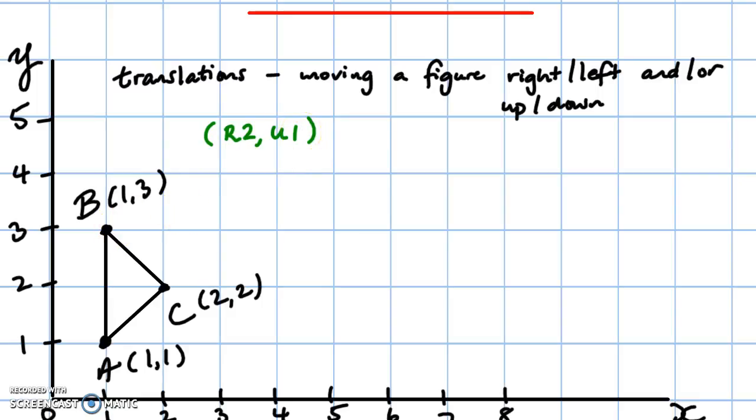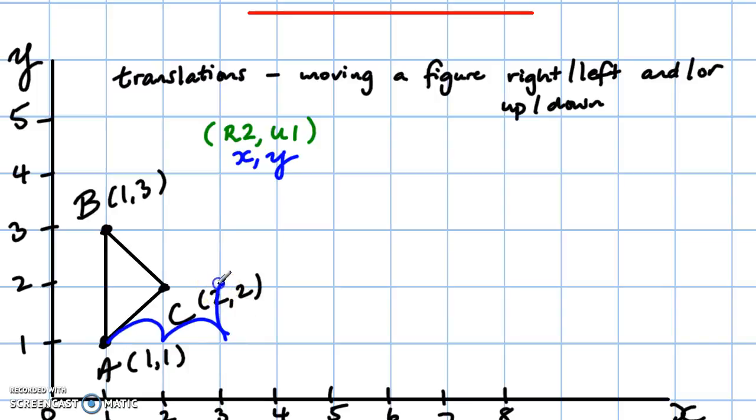How do we do that? Well, I'll show you and demonstrate using another color. Let's focus on A first. A is at (1, 1). We want to apply the translation rule of R2U1. Remember that the X, or the horizontal direction, always goes before the Y, or the vertical direction. This should be a review from the first unit when you worked with graphs. Again, A is at (1, 1), so we want to go R2, 1, 2, U1, 1.